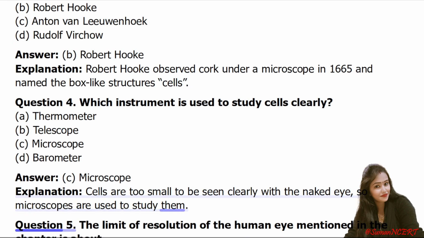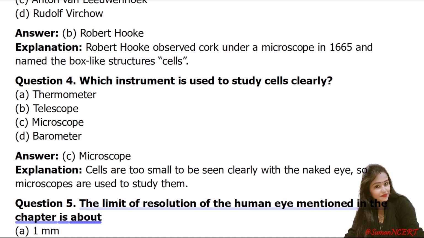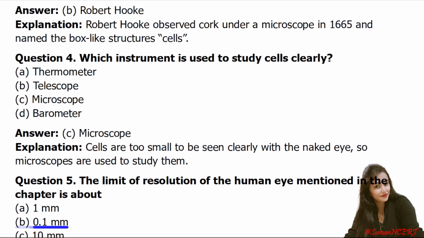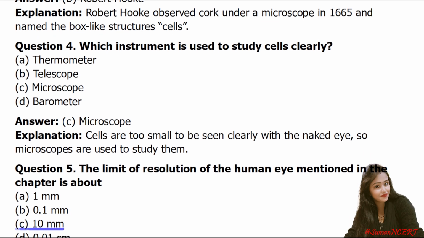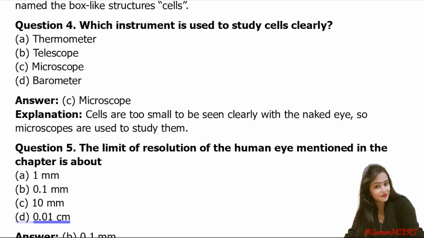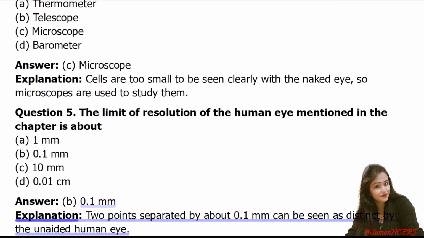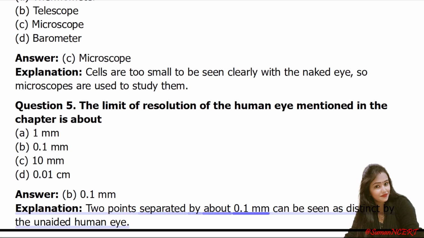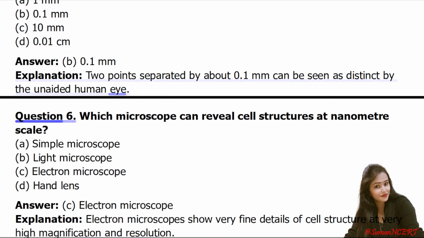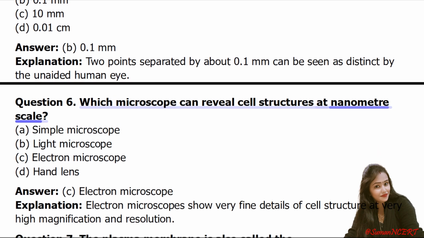Question 5. The limit of resolution of the human eye mentioned in the chapter is about: A. 1 mm. B. 0.1 millimeters. C. 10 millimeters. D. 0.01 centimeters. Answer: B. 0.1 millimeters. Explanation: 2 points separated by about 0.1 millimeters can be seen as distinct by the unaided human eye.